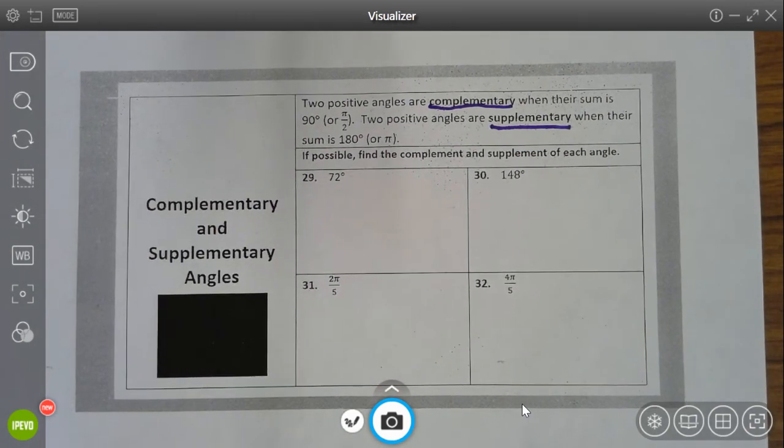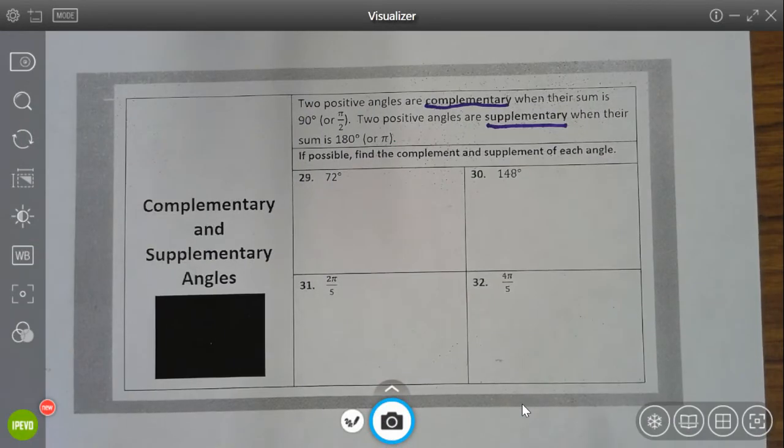Our last learning target for this section was to deal with complementary and supplementary angles. Two positive angles are complementary when their sum is 90 degrees or pi over 2 radians. Two positive angles are supplementary when their sum is 180 degrees or pi radians.